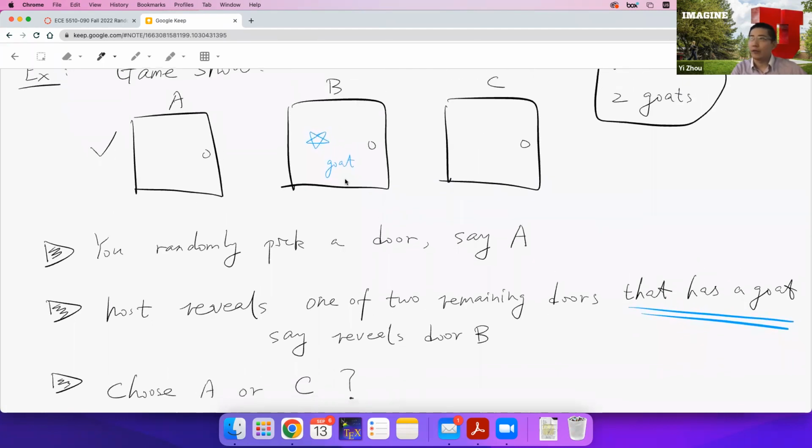Right. So is this process clear to everyone? It seems a complicated one. You basically pick a door, the host reveals one of the other two doors that has a goat, and then he allows you to change your selection, right?